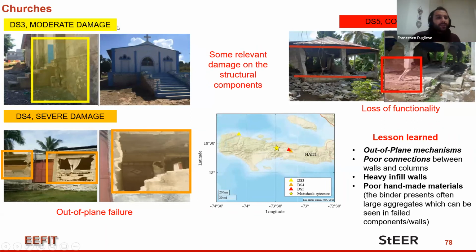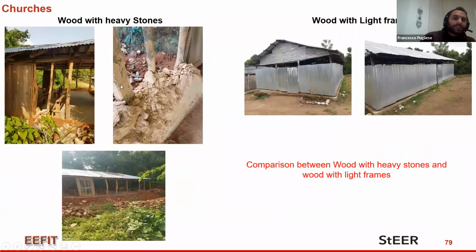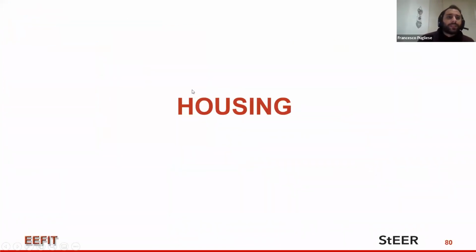In the next slide, you can see also the comparison between wood with heavy stones and with light frames. In the first case, with the heavy stones, you can see that basically the heavy stones have carried a lot of mass, bringing the structure down after the earthquake, while conversely, the wood with light frames have behaved much better than the first ones, due to the lighter weight compared to the first one. And with this, I'll hand it over to Kajan and Bobine for the housing part.